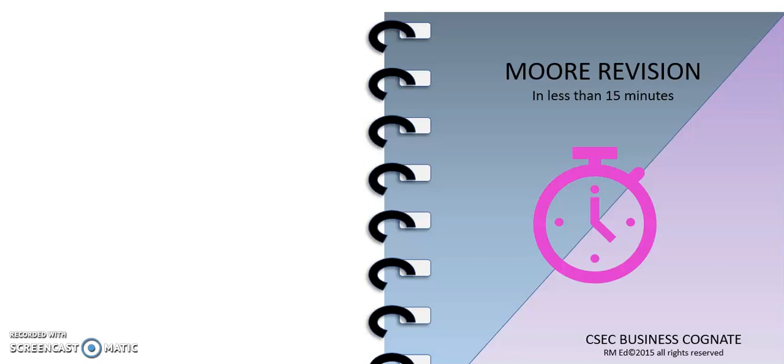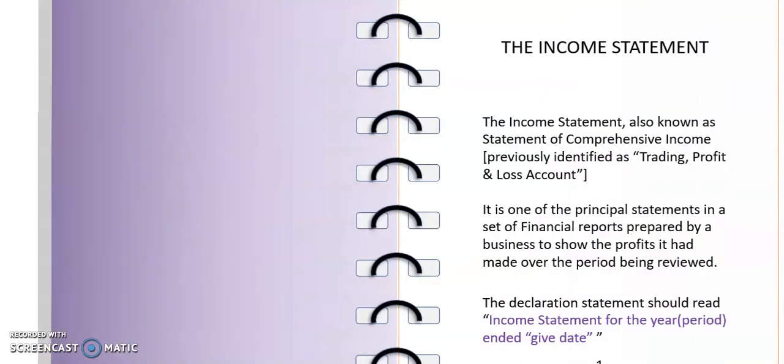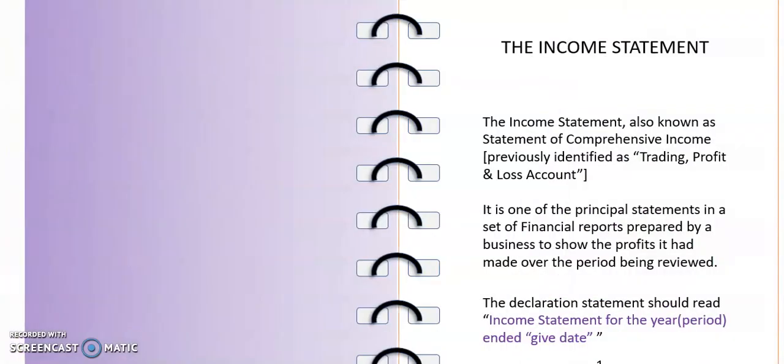So today, we look at the income statement from the CSEC syllabus. Remember, the income statement is also known as the Statement of Comprehensive Income. It was previously identified as the Trading Profit and Loss Account.